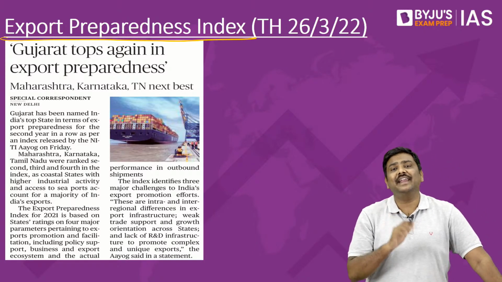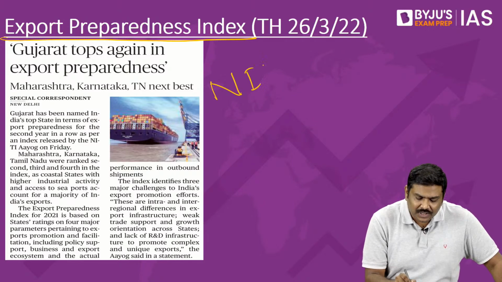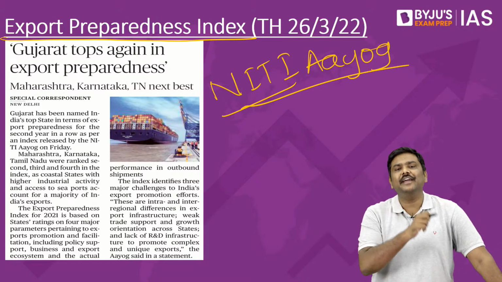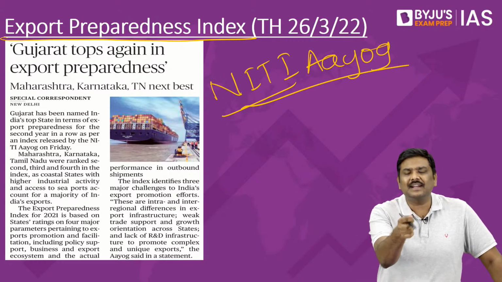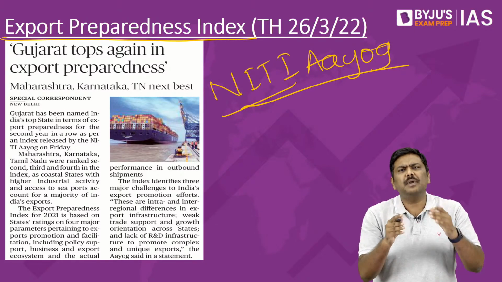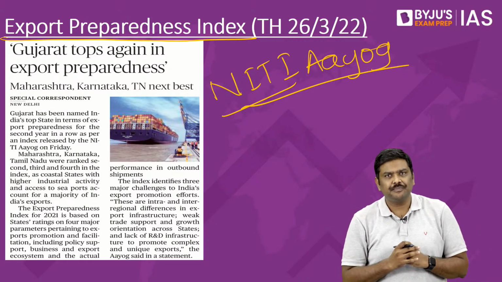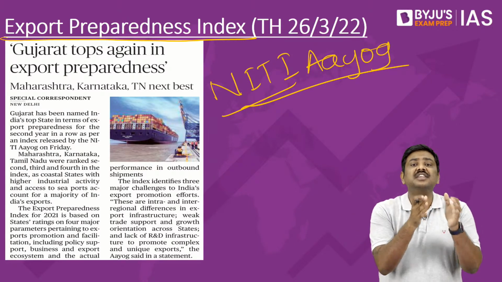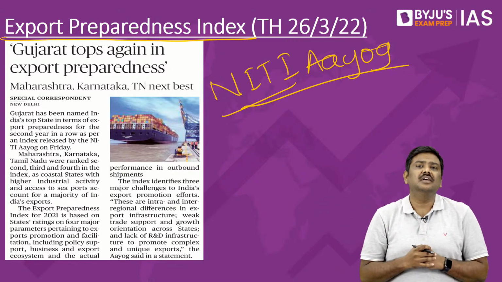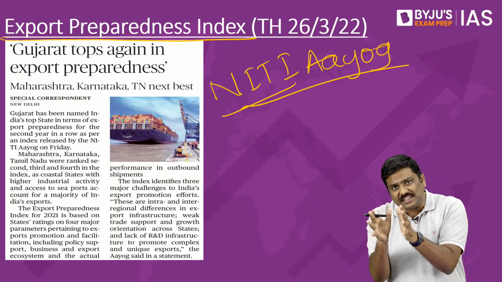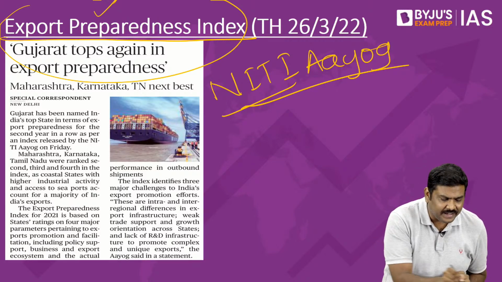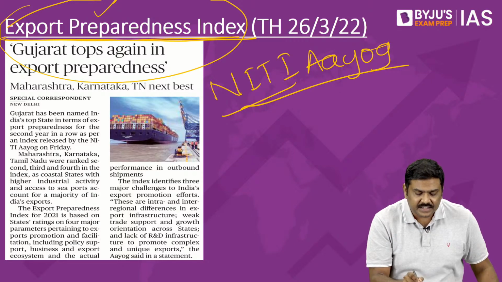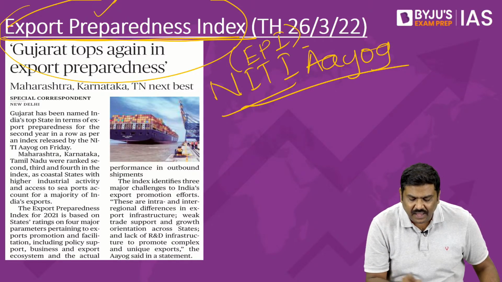Export Preparedness Index. I'm pretty sure all of you heard of Niti Aayog, National Institution for Transforming India. Niti Aayog has been set up by the government, and this Niti Aayog prepares multiple types of indices. For example, there is a Composite Water Management Index, there is a Sustainable Development Goal Index, etc. But apart from these indices, there is one very important index which is prepared by the Niti Aayog by the name of Export Preparedness Index. I'll use the short form henceforth, EPI.